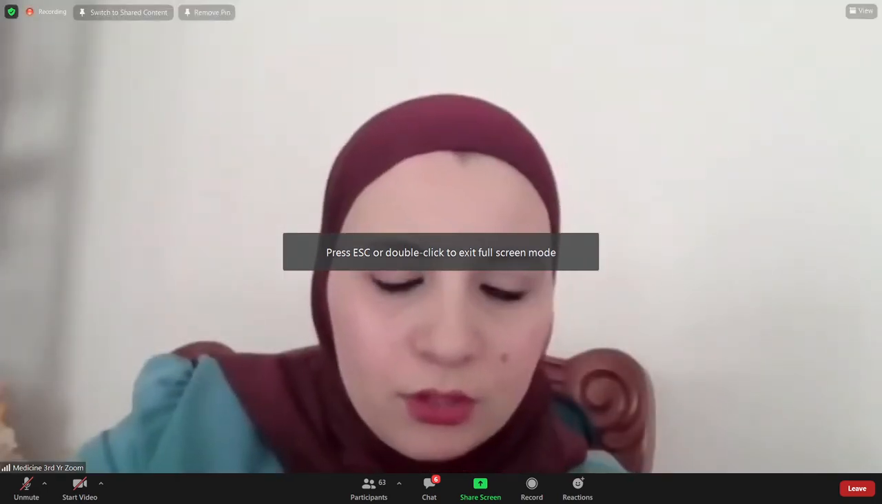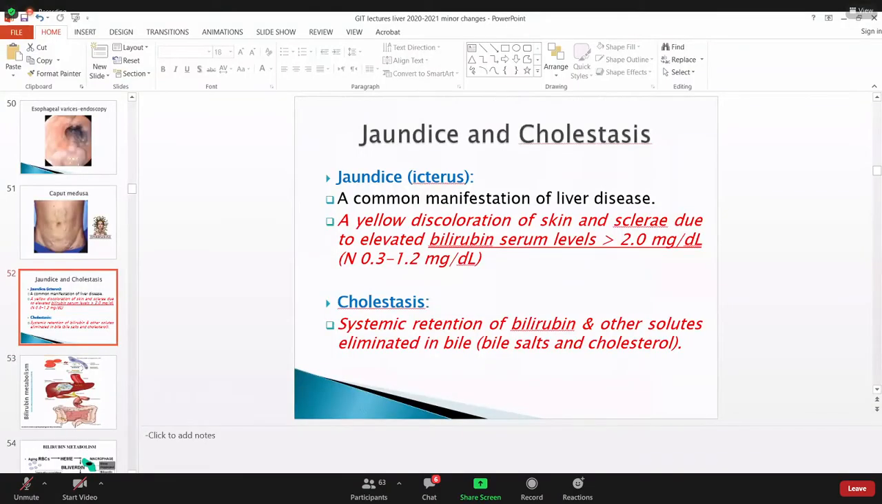Last slide. Okay. Jaundice, we said, is elevation of bilirubin, which is a yellowish discoloration because of elevation of bilirubin level inside the blood serum bilirubin level. Cholestasis is systemic retention of bilirubin and other solutes eliminated in bile, which are bile salts and cholesterol.